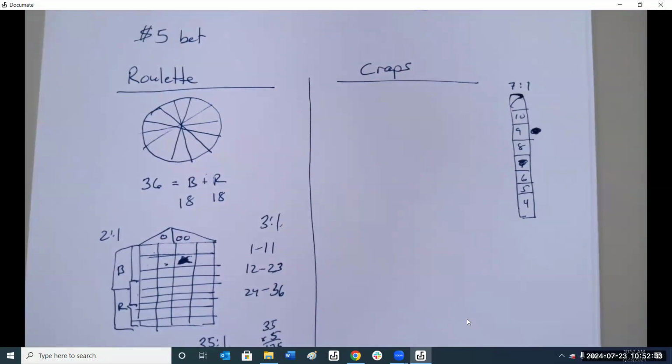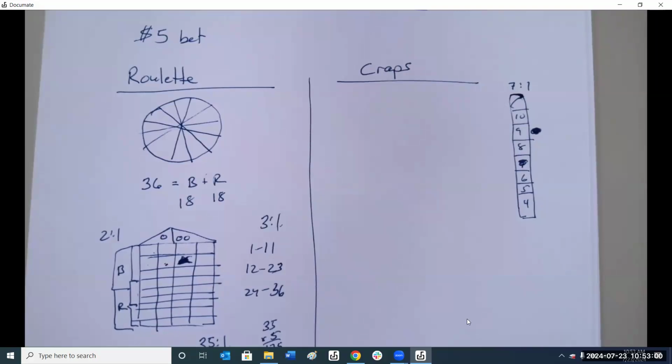Now, why is that a losing hand? Because the 7 with 2 dice happens more than anything else. It happens 1 out of 6 times. Everything else is a lot lower than that. And actually, after we finish this section, I'll show you the probability with 2 dice being tossed.